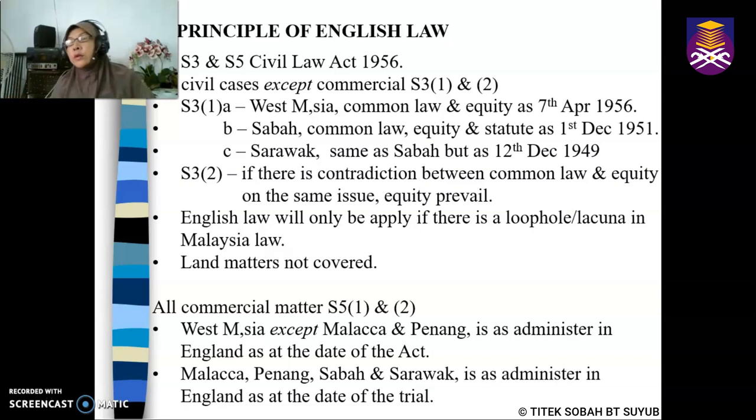So of course, if a similar issue occurs in Perak and also in Malacca, the decision might differ. Why? Because in Malacca, the decision will be based on the latest English law in England, compared to Perak, where they will be referring to those cases up to 1956.